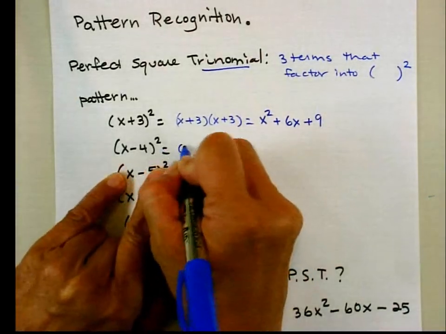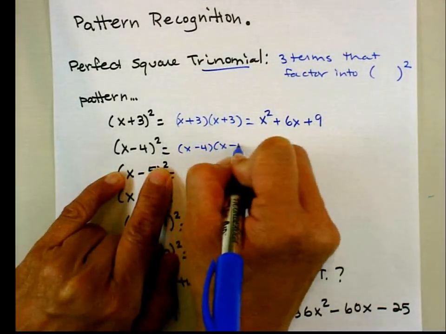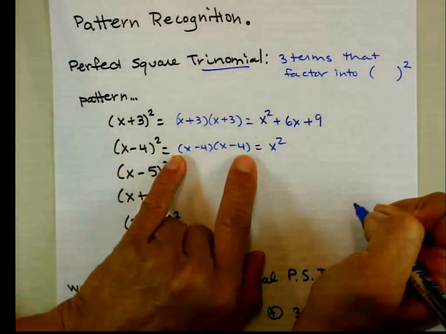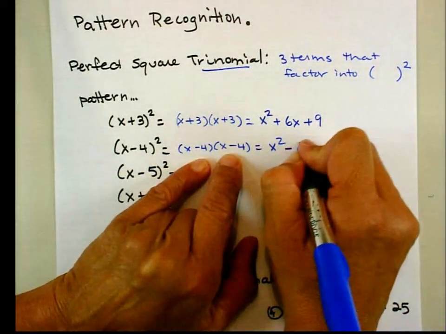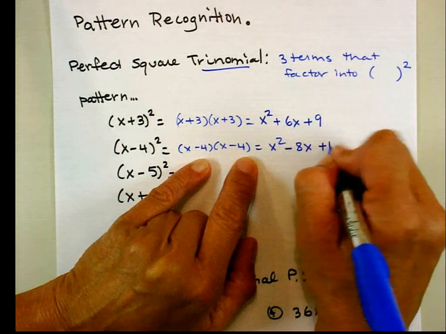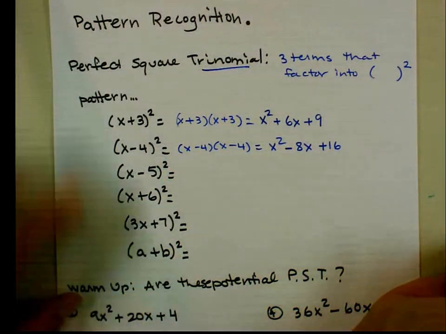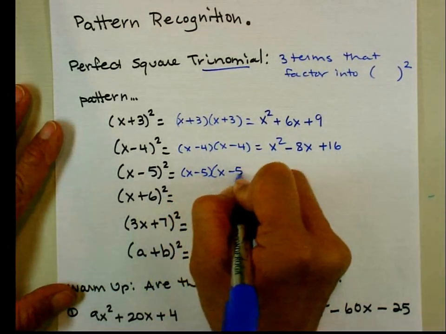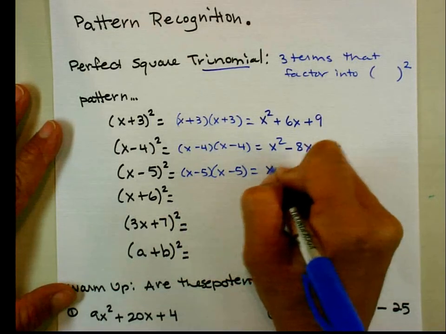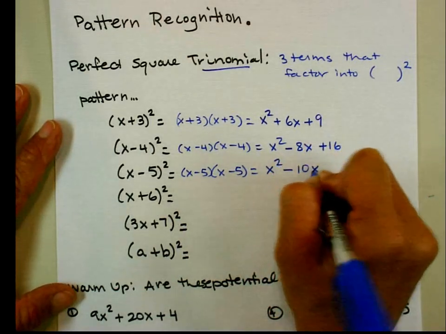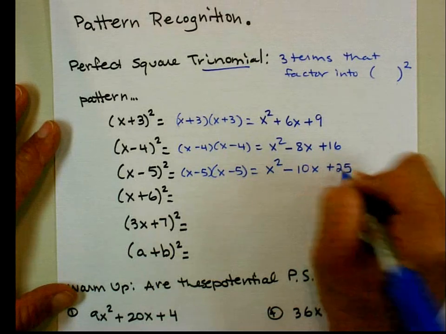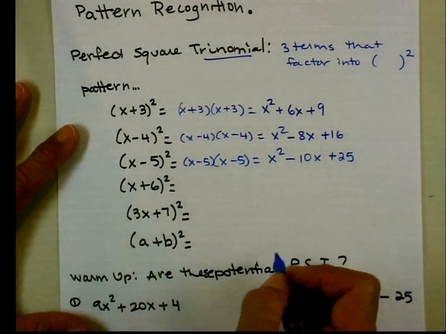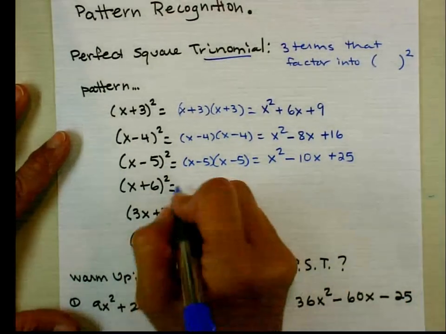What about this one? (x - 4)(x - 4). So x squared minus 4x minus 4x, minus 8x, plus 16. (x - 5)(x - 5): x squared minus 10x plus 25. In fact, can we just write down (x + 6) quantity squared? Do you see what that pattern is coming out the other side?